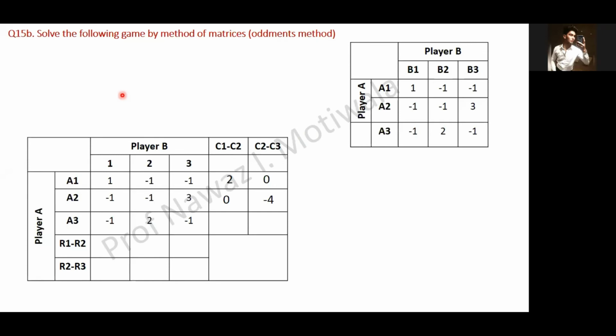For the third row, -3 and 3. For row R1 minus R2, in the first column we get 2, in the second column we get 0, in the third column we got -4. In R2 minus R3, in the first column we got 0, in the second column we got -3, in the third column we got 4.